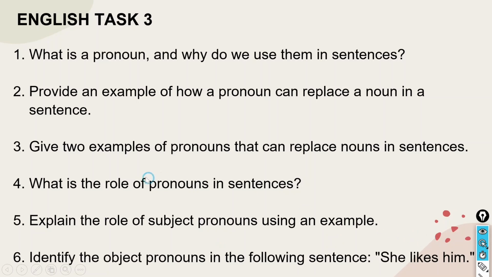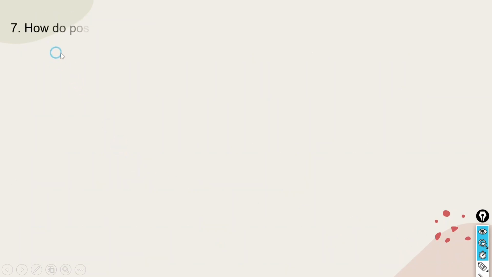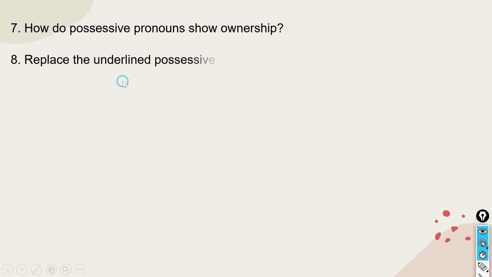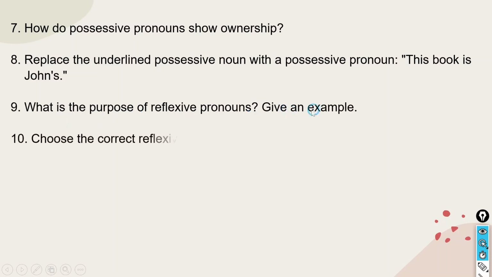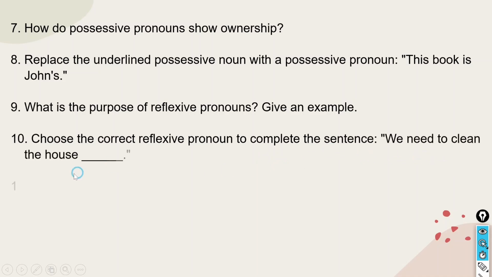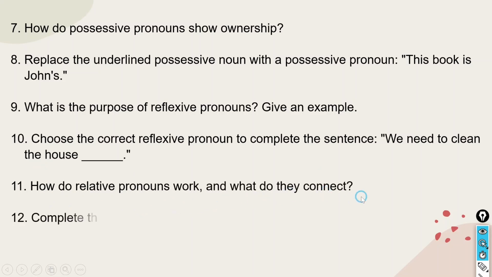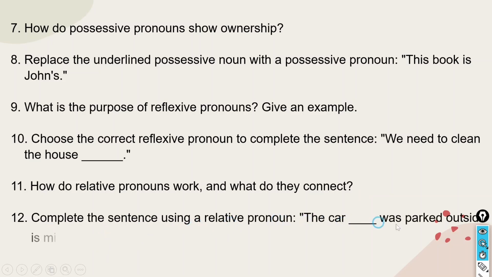She likes him. Okay. Then 7, how do possessive pronouns show ownership? Then 8, replace the underlined possessive noun with a possessive pronoun, like this book is John's. 9, what is the purpose of reflexive pronouns? Give an example. 10, choose the correct reflexive pronoun to complete the sentence: we need to clean the house. Then 11, how do relative pronouns work and what do they connect? Then 12, complete the sentence using a relative pronoun: the car dash was parked outside is mine.